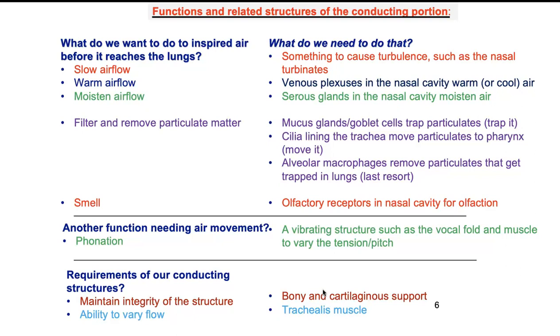Also, you need to moisten the air, and this happens by the serous glands present in the nasal cavity. We also need to filter the air before it goes to the lung. And who will do that? We have mucus glands and goblet cells, which are important for trapping particles, and we also have the cilia lining the trachea, which are important to remove foreign particles toward the pharynx, and we also have alveolar macrophages present in the lung. All of this helps to filter and remove particulate matter.